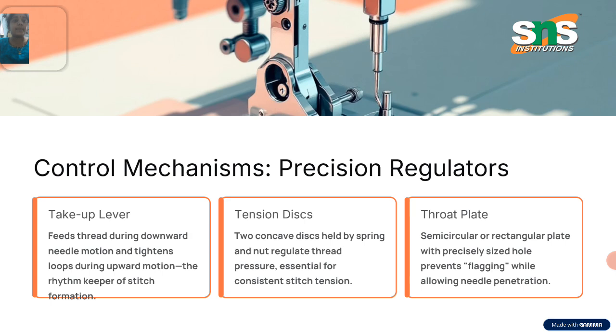Control mechanism, precise regulators. The take up lever feeds the thread during the downward needle motion and tightens the loop during the upward motion. The rhythm keepers of the stitch formation. The tension disc: two concave discs held by a spring and a nut regulate the thread pressure and are essential for consistent stitch tension. Third one is the throat plate, a semicircular or rectangular plate with a precisely sized hole that prevents fabric flagging while allowing needle penetration. Those are all the parts inside the machine.